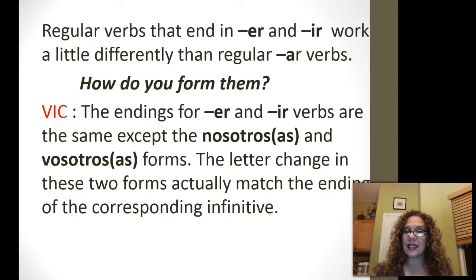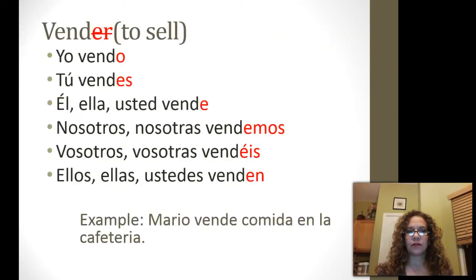Regular verbs that end in ER and IR work a little differently than regular AR verbs. You're probably going to ask yourself, how do you form them? The big or very important concept for this is that the endings for the ER and IR verbs are the same for both ER and IR, with the exception of the nosotros, nosotras, and the vosotros, vosotras forms. The letter change in these two forms actually match the ending of the corresponding infinitive. You're going to see why.